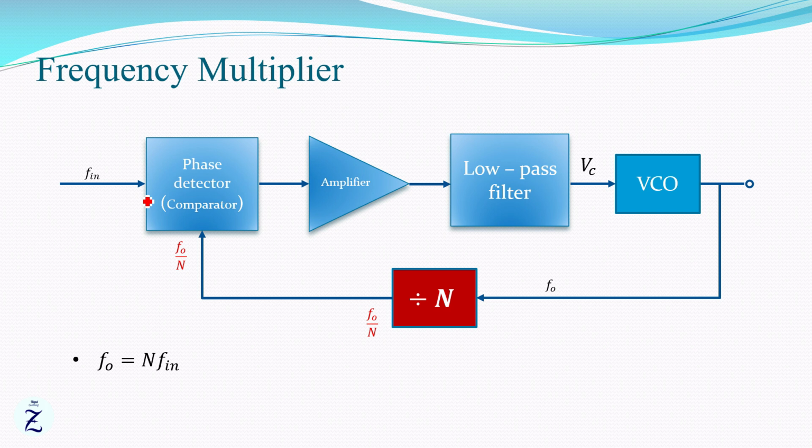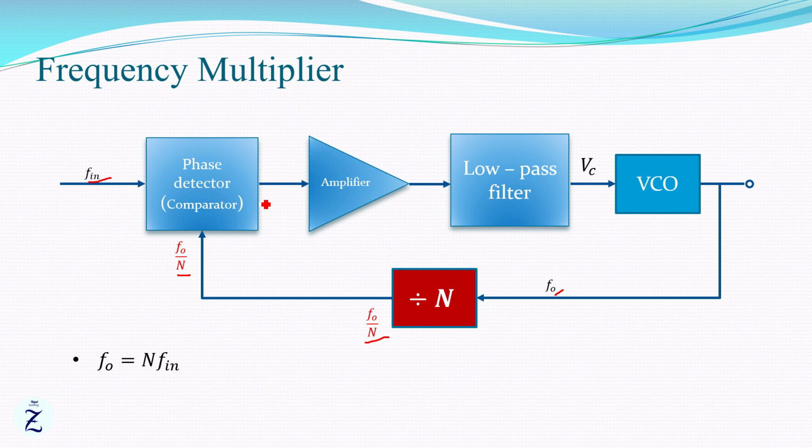Here the frequency of the input signal is Fin and the output signal frequency is F0, and it must be equal to N into Fin. As I said earlier, a frequency divider is placed in the feedback loop and it generates a signal with a frequency F0 divided by N. This signal is applied to the phase detector, and it compares the incoming signal and this feedback signal.